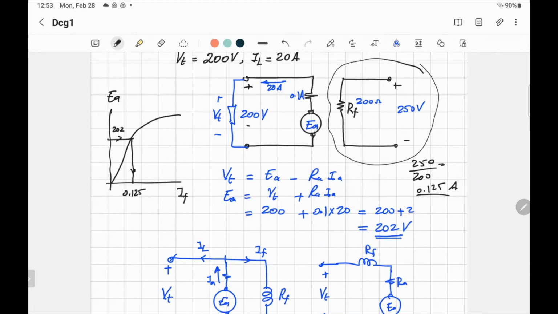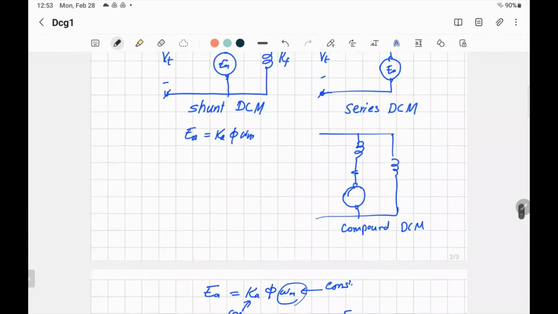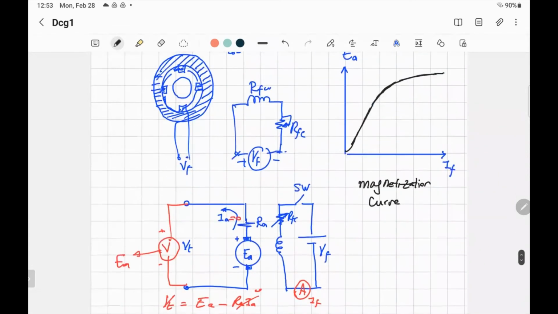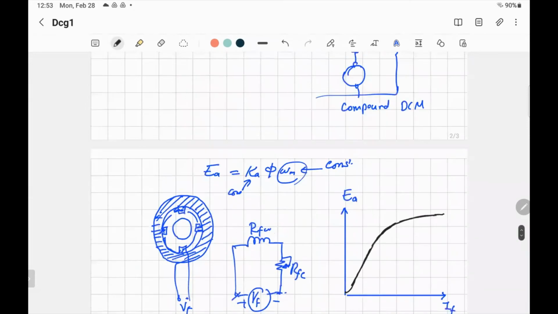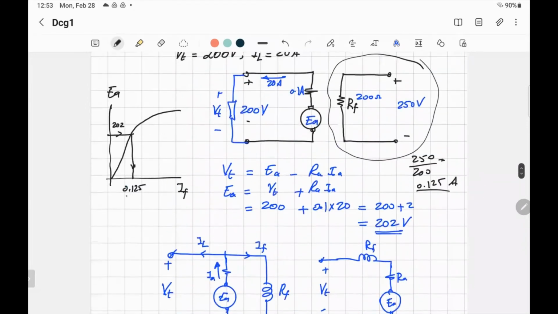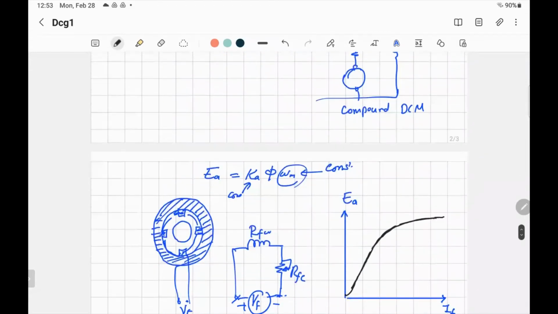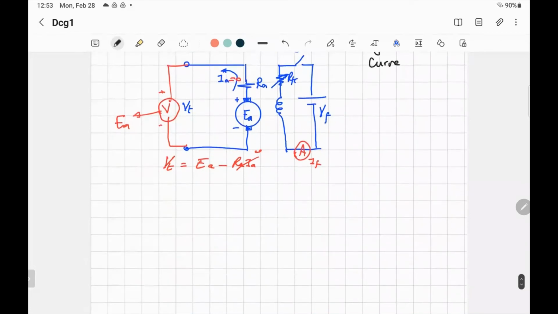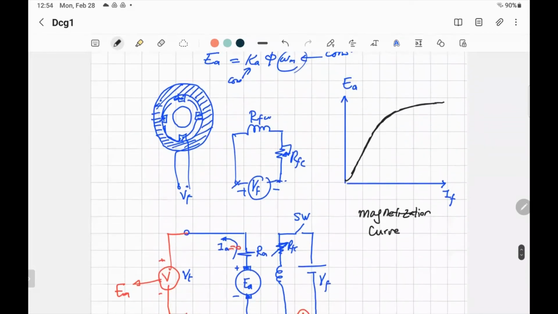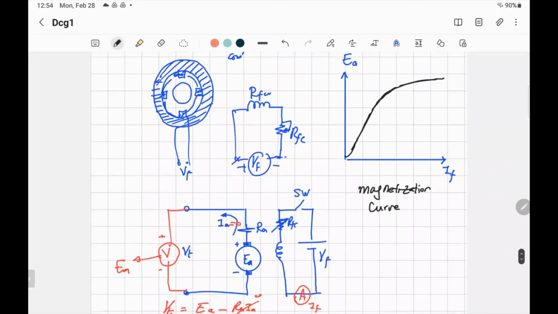So it's important to know the magnetization curve of each machine. Why? It will tell us how much current we need in the field to supply a specific value of voltage. What was the name of that? The field current IF. Oh, okay. And 202 volts is the armature voltage, the induced EMF. So that's how we calculate the field current. So this open circuit test gives the magnetization curve.